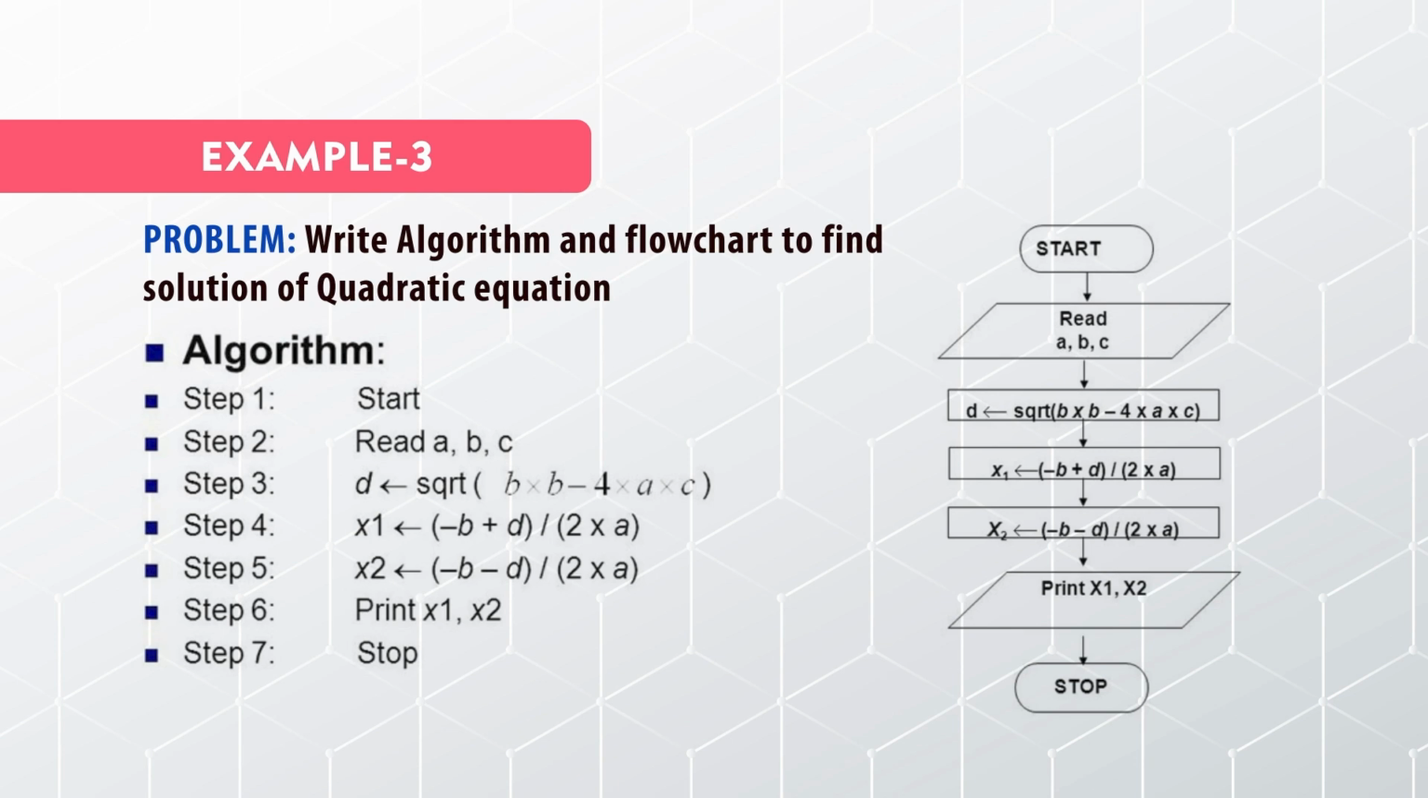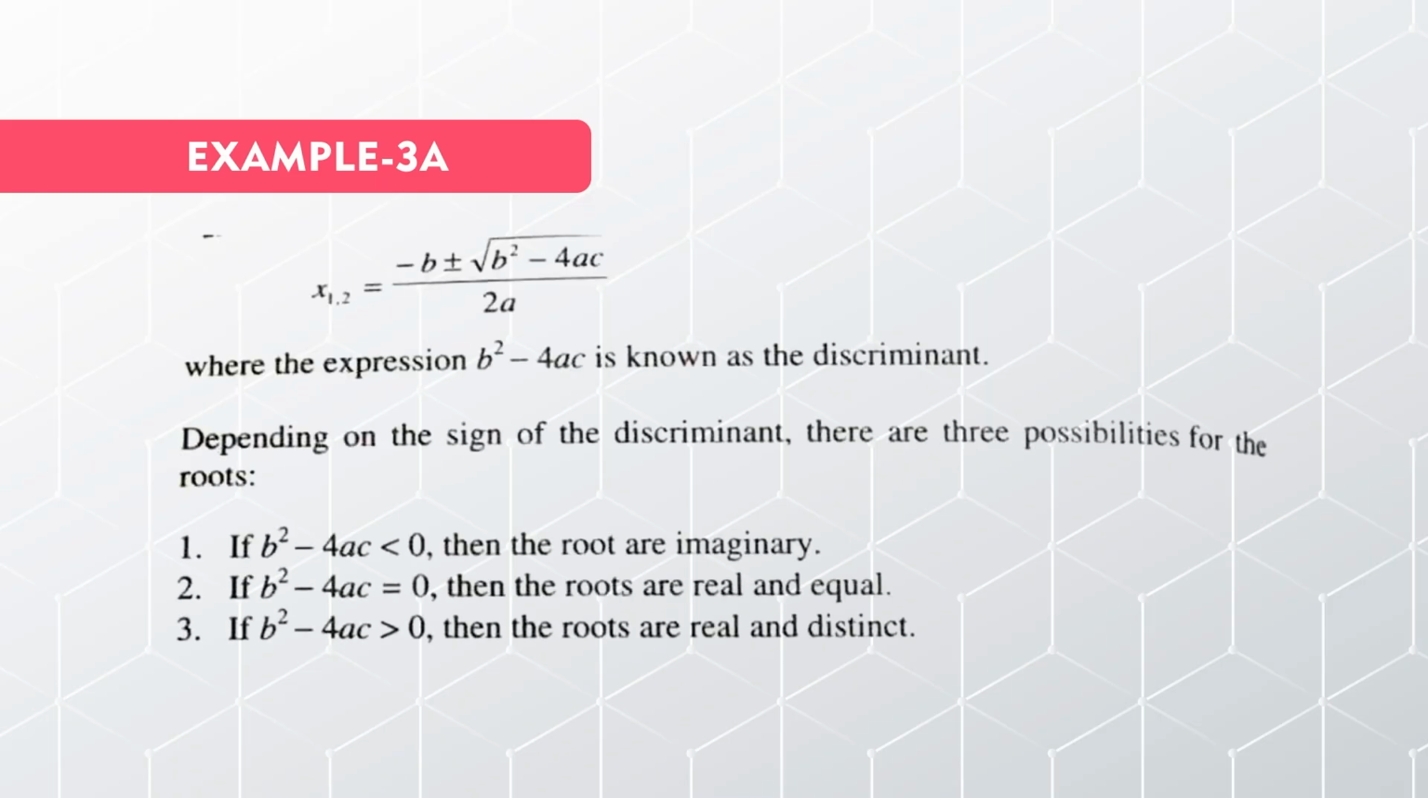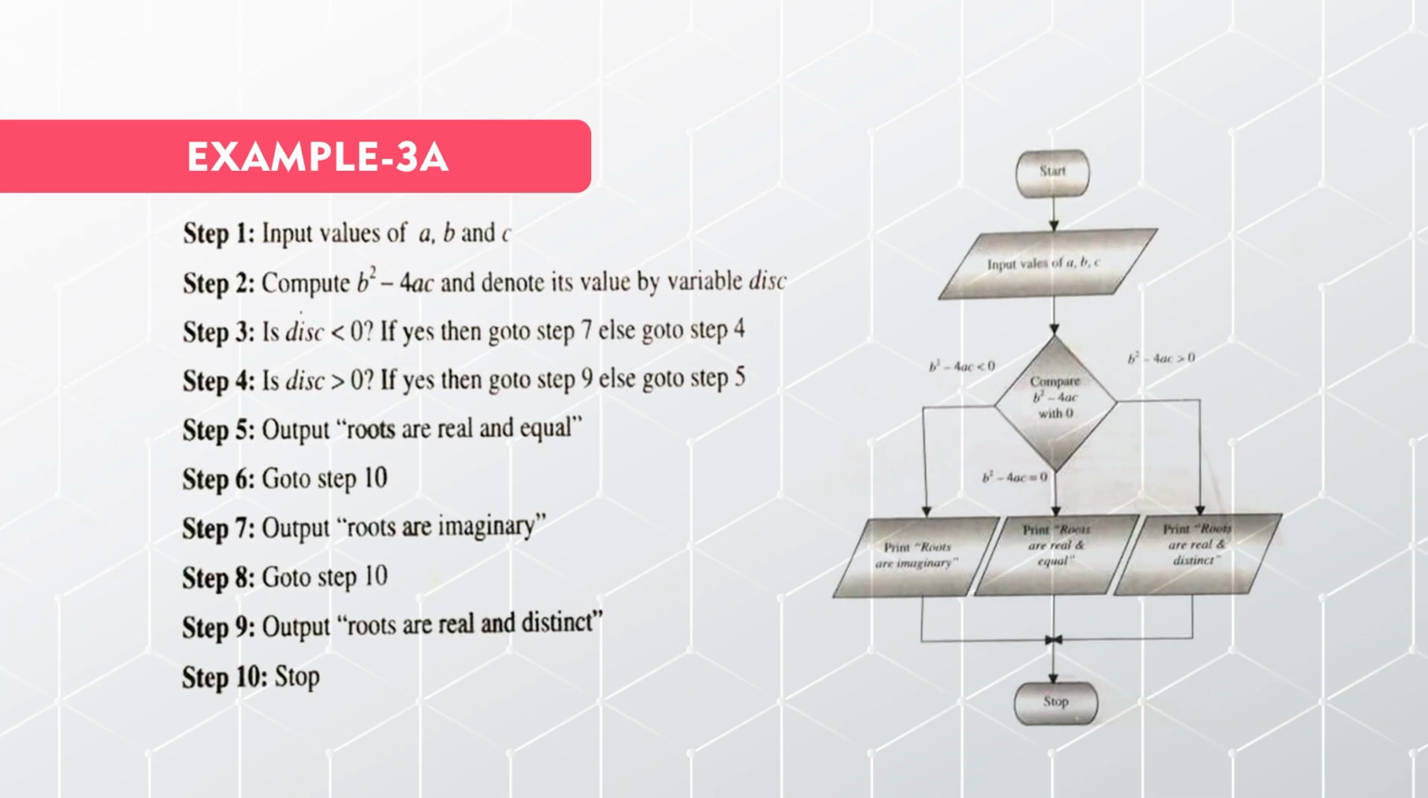You know that a quadratic equation is ax square plus bx plus c, and the standard solution of the roots is x is equal to minus b plus minus square root of b square minus 4ac upon 2a. So, that means the entire solution of the roots of this quadratic equation depends upon the coefficients of the quadratic equation, which are a, b and c.